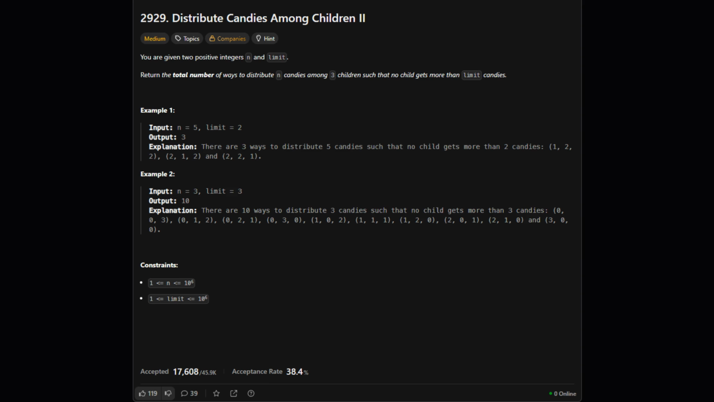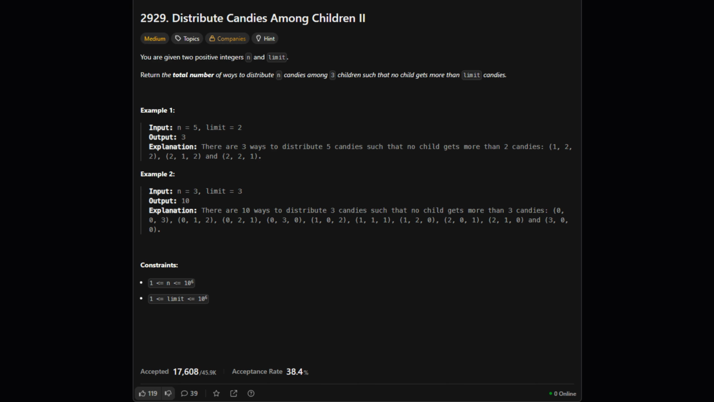So here's the deal. We're given a certain number of candies, let's call it n, and a limit. We need to distribute these n candies among exactly 3 children. The main rule? No child can get more than limit candies. They can get 0, that's fine, but not more than the limit. Our goal is to count all the different ways this can be done.